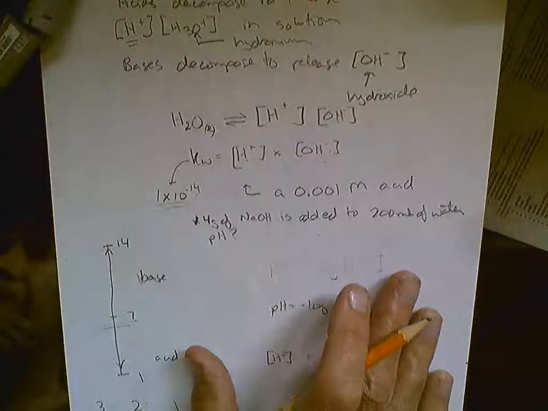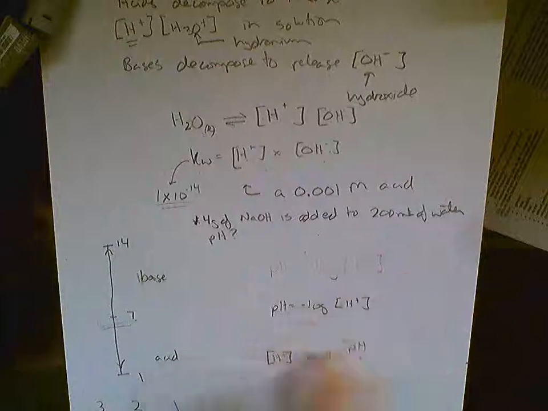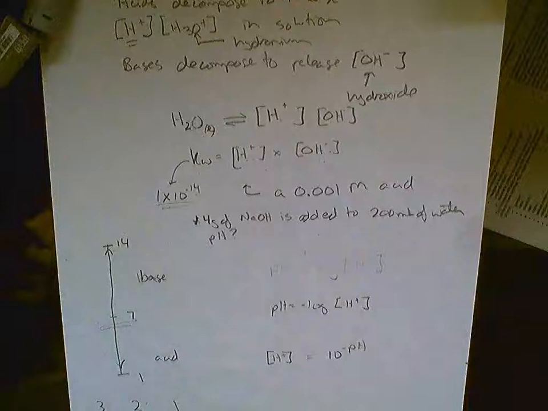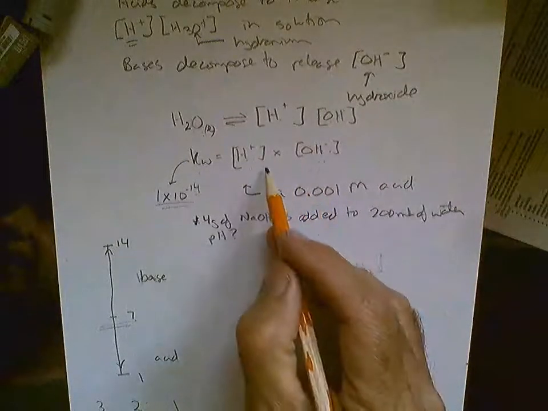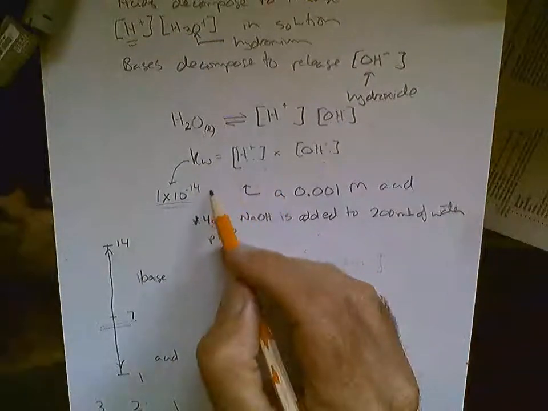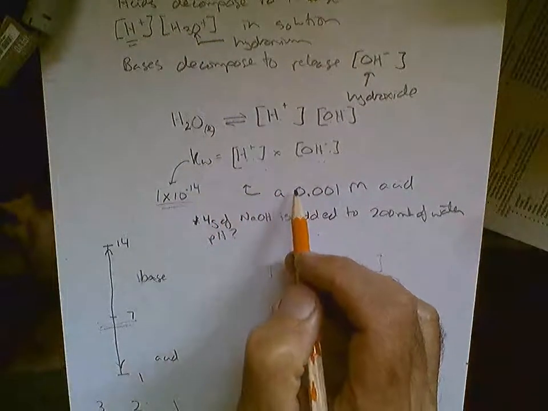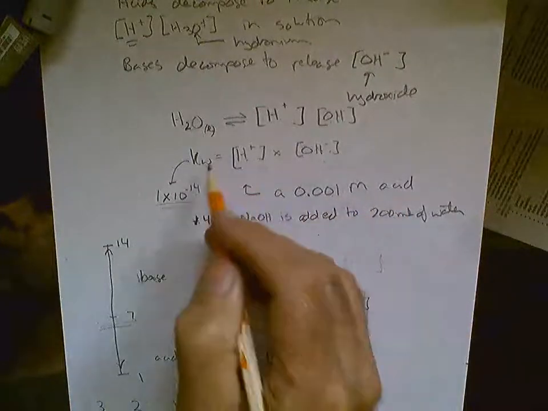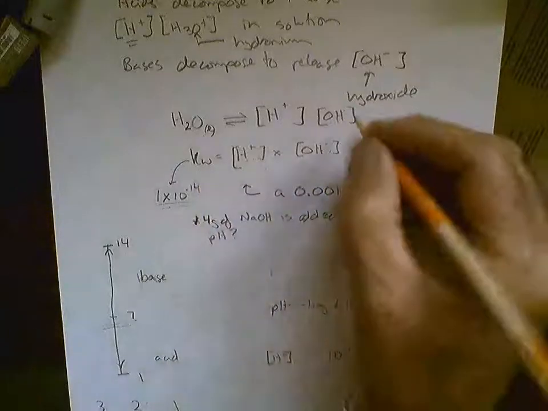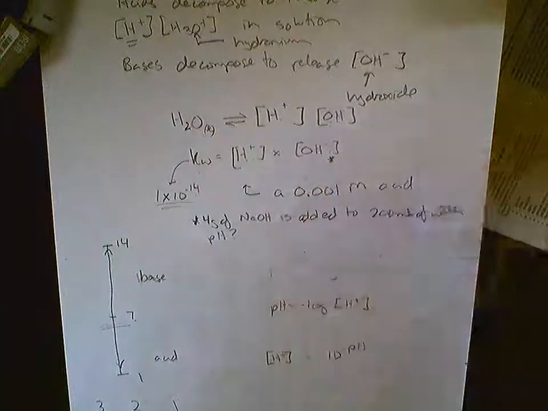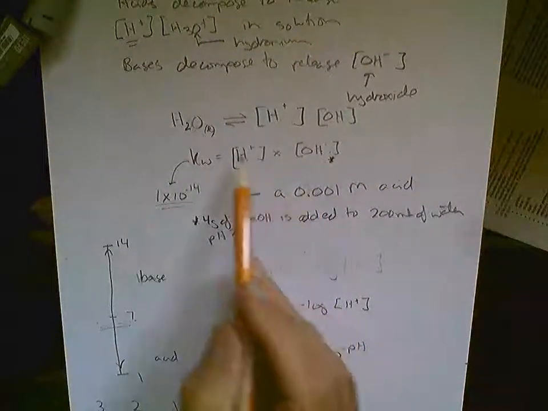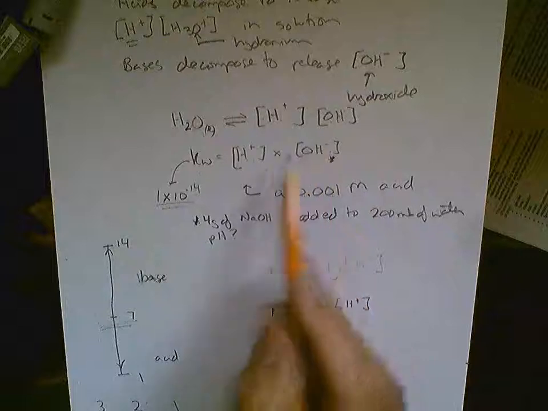Here's the important part. Water's always in balance with a Kw of 1 times 10 to the negative 14. If we add an acid to the water, what's going to happen is we're going to upset this balance. So if we add 0.001 molar acid to the water, we can find out what our OH is going to be. So all you do, if you add an acid to water, put the number in here. If you add a base to water, put it in here.